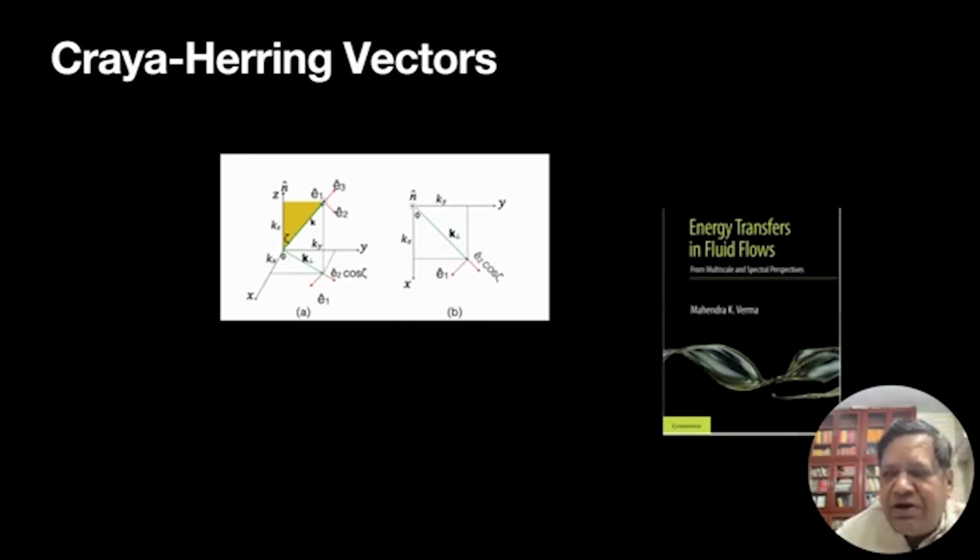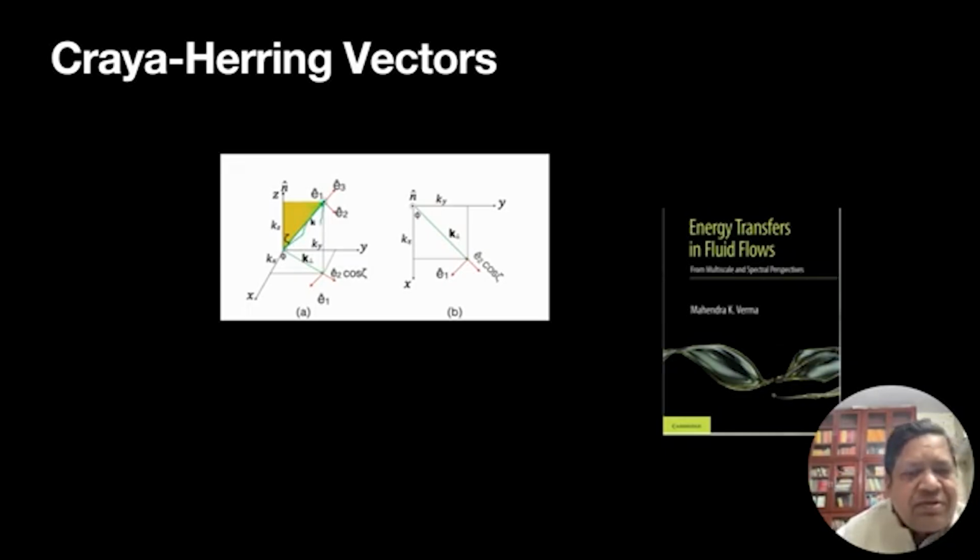Field theory, of course, can be done using Cartesian velocity vectors, no issues. But it turns out we can simplify these calculations by going into Craya-Herring basis vectors. So what is a Craya-Herring basis vector? Let's look at it here. We have a vector k, any wave number k.